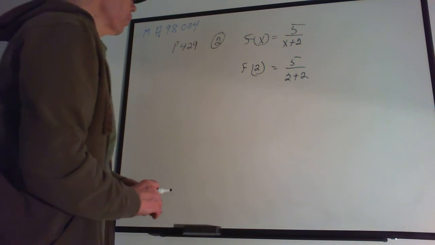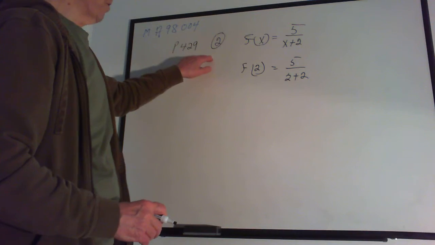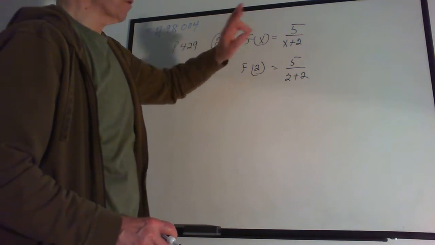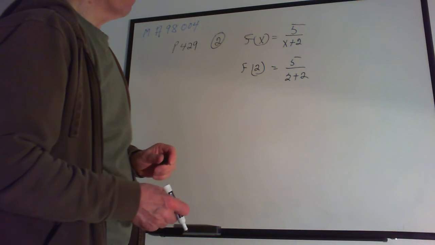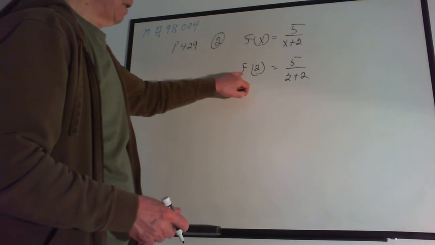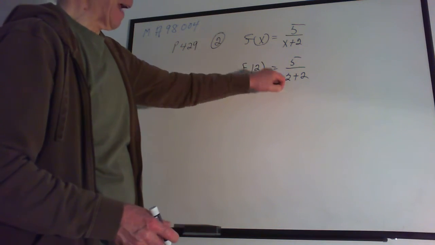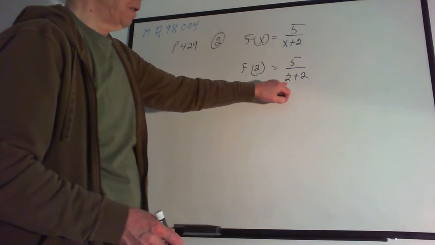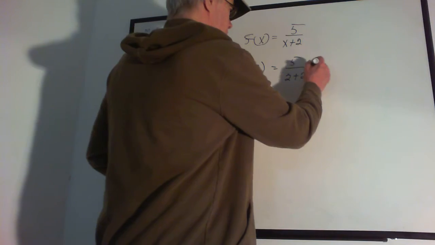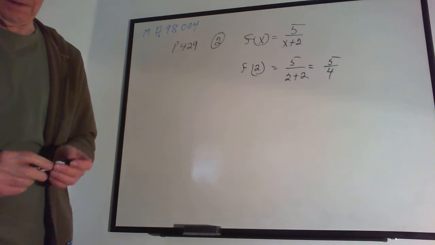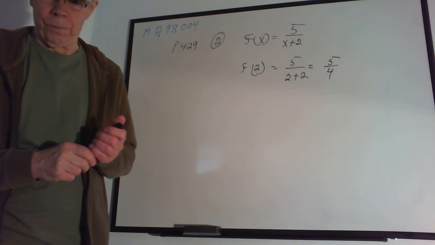All right, I need to make sure you understand what this is telling you to do. Problem number 2, page 429, says f of x equals 5 over x plus 2. It gives you f of 2. What this means is that x is going to equal 2. So you put it in there and you end up getting 5 over 4. That's your answer. That's what it's telling you to do.